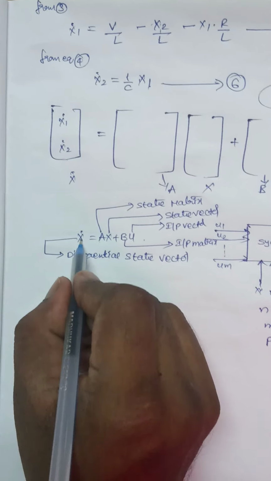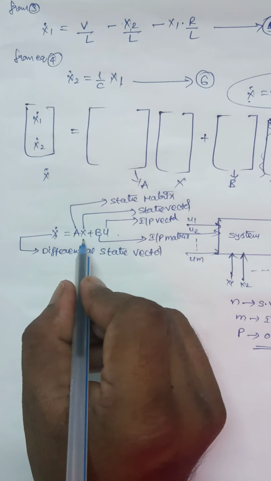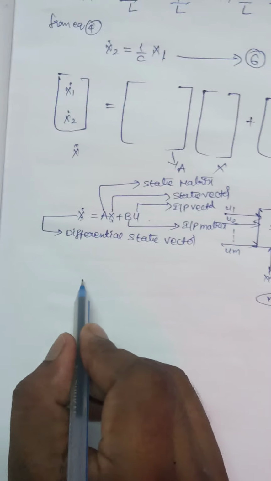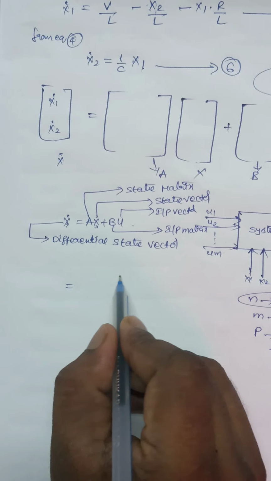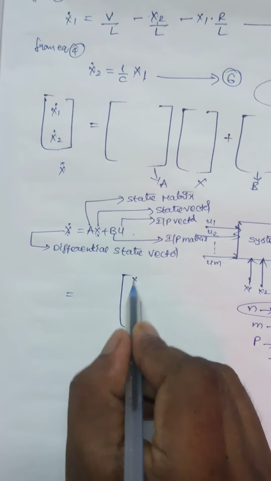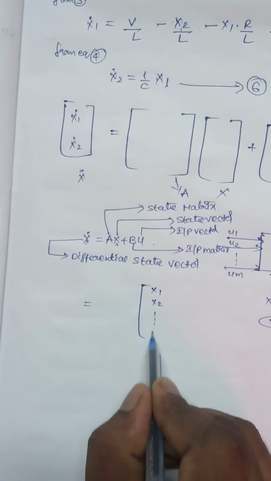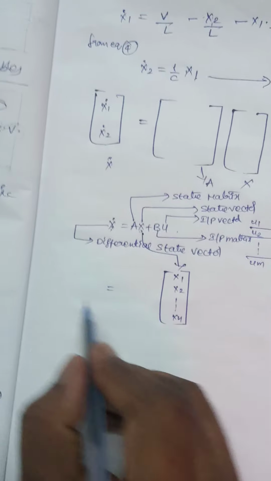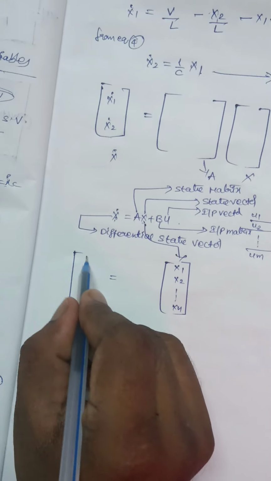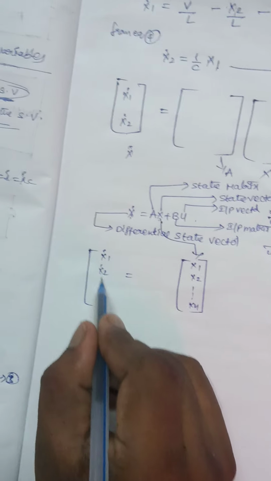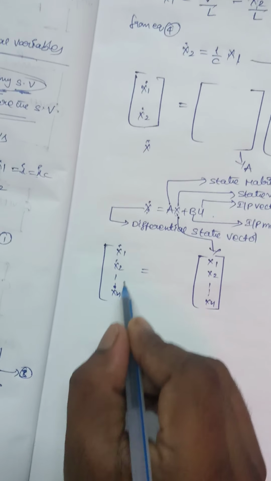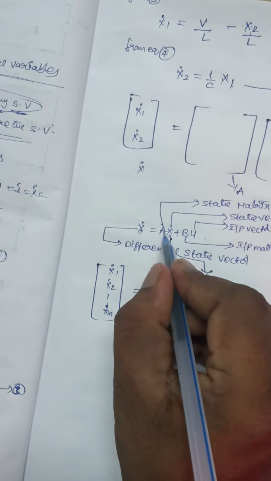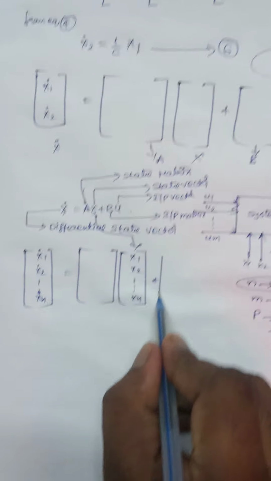Next, this x dot differential state vector, or this x, there are n state variables, so it can be represented like this. It is a column vector x1, x2, up to xn. So x dot is similarly x1 dot, x2 dot, up to xn dot. Okay, this is the A matrix, the state matrix, plus B.